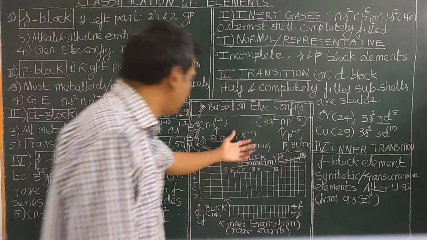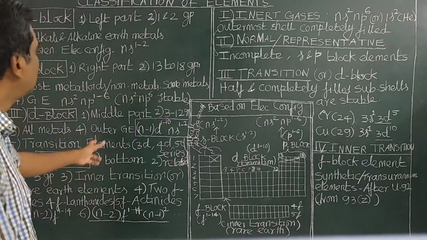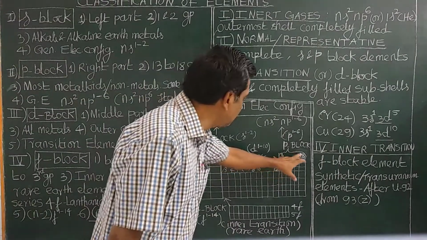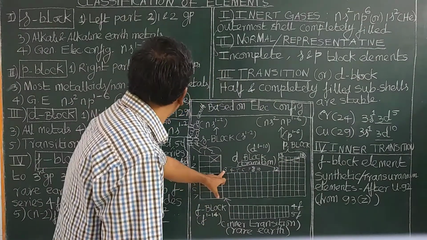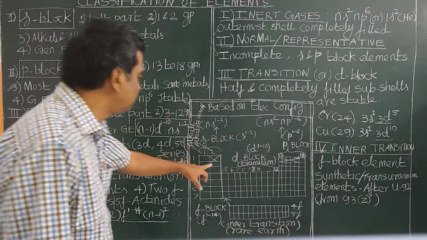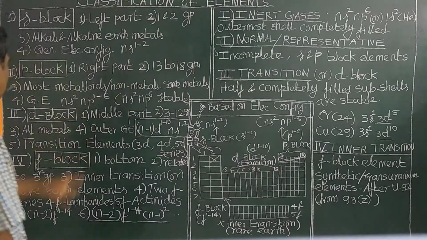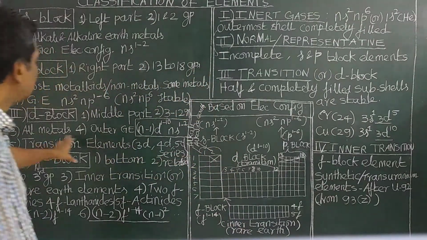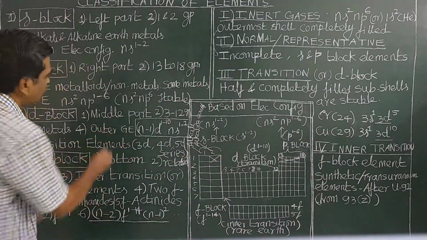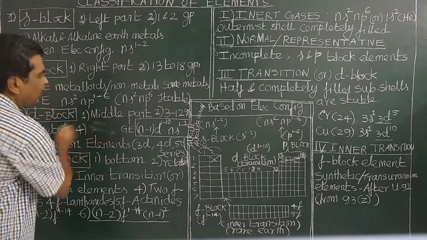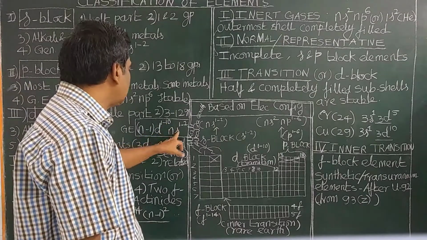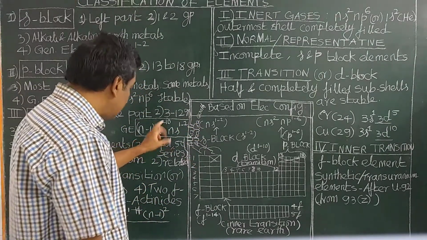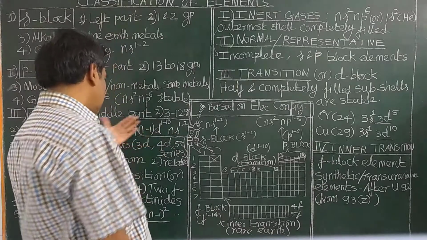D block elements occupy the middle part of the periodic table. Groups 3 to 12 belong to D block elements. D block elements are all metals. The general electronic configuration is (n-1)d1 to 10 ns1 to 2. The last added electron goes to the d penultimate subshell.